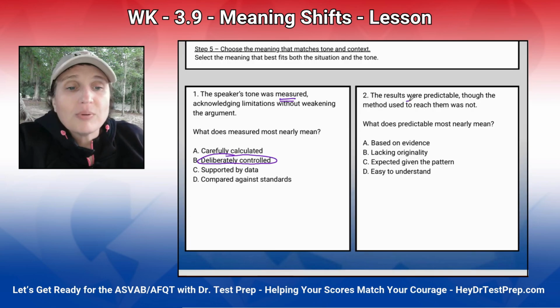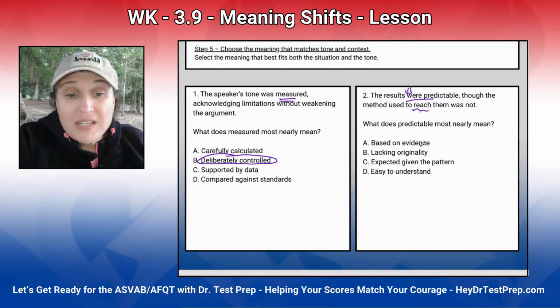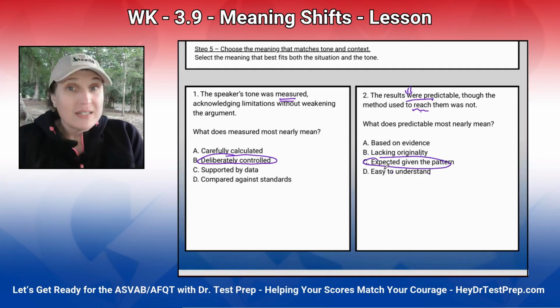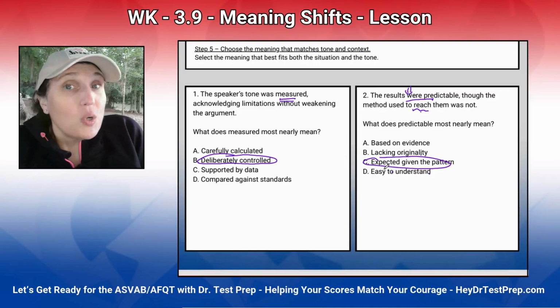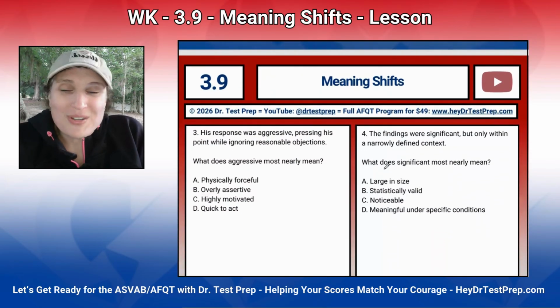The results were predictable, though the method used to reach them was not. So we were expecting this, but how we got there was different. Based on evidence, lacking originality, expected given the pattern, easy to understand. I would say predictable most likely goes with expected, because when we predict something, we're expecting something to happen. I predict tomorrow it's going to be just as cold because the trees are not moving. And if you watch my other video, you know what I'm talking about.